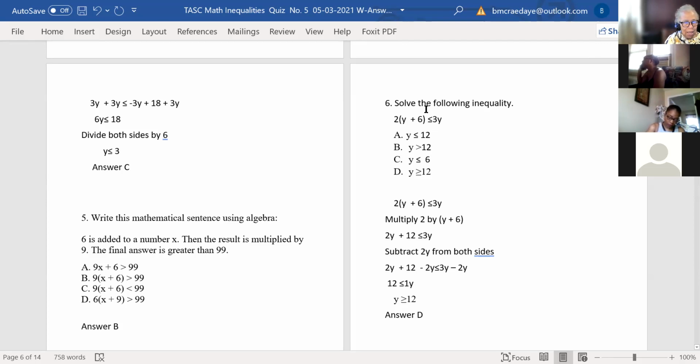Because you either will have a less than or equal or a greater than or equal. You're not going to go to a greater than. You gave me answer B.